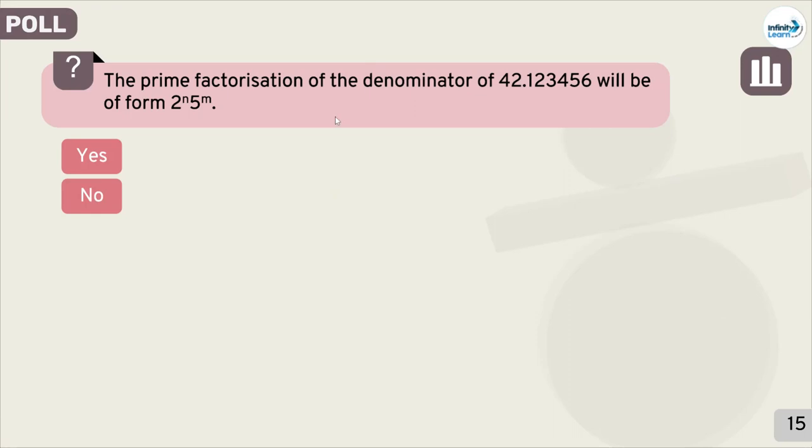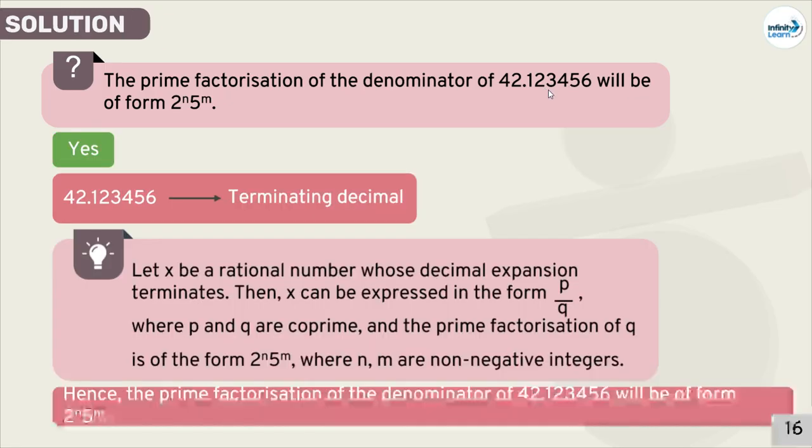The prime factorization of the denominator of the following will be in the form of 2 to the power n, 5 to the power m. Yes or no? Answer is yes, because it is a terminating decimal expansion. Yes, terminating decimal expansion, the denominator will be in the form of 2 to the power n and 5 to the power m. Clear?